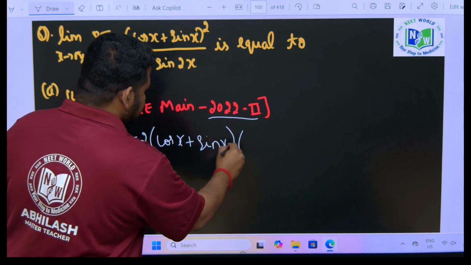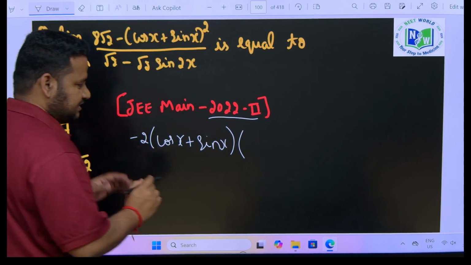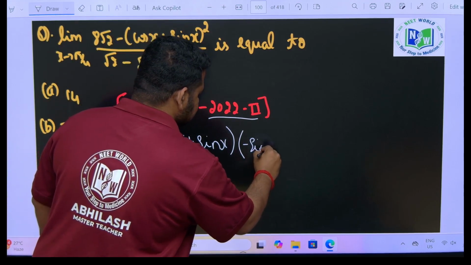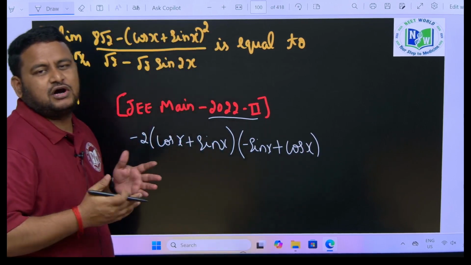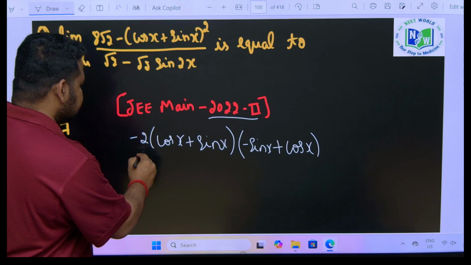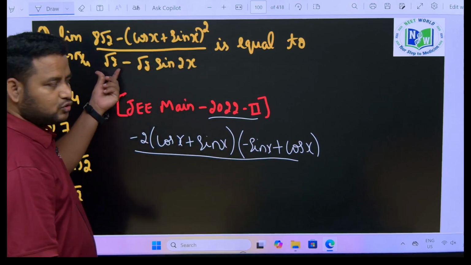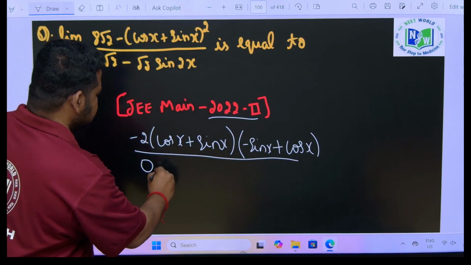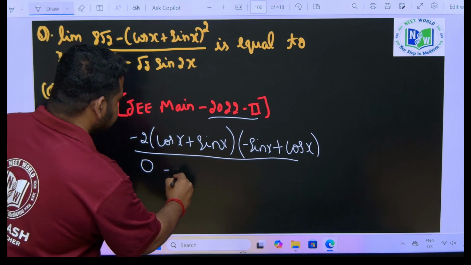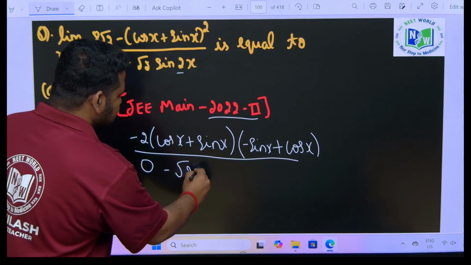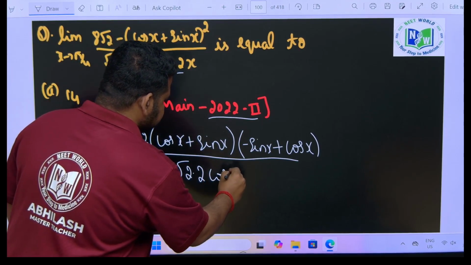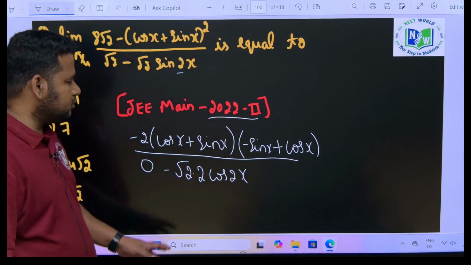Okay. Now derivative of cos x is what? Minus sin x. Derivative of sin x is what, friends? Cos x. Correct. Now divided by, again this root 2 will be 0. So 0 minus, again this is root 2. Derivative of sin x is cos x, but inside 2 is there. So root 2 into 2 cos 2x.